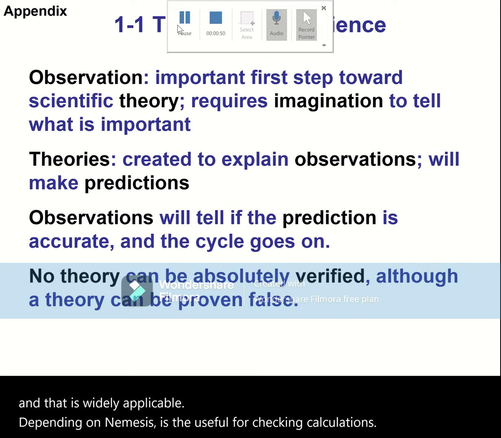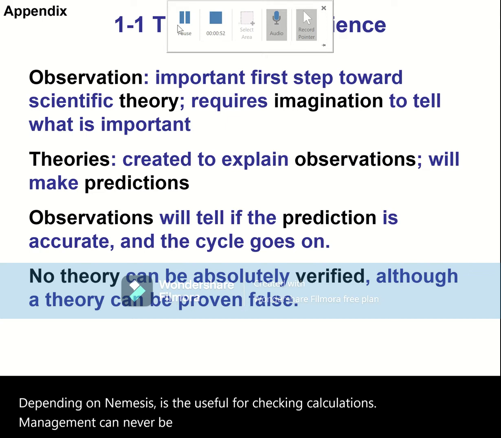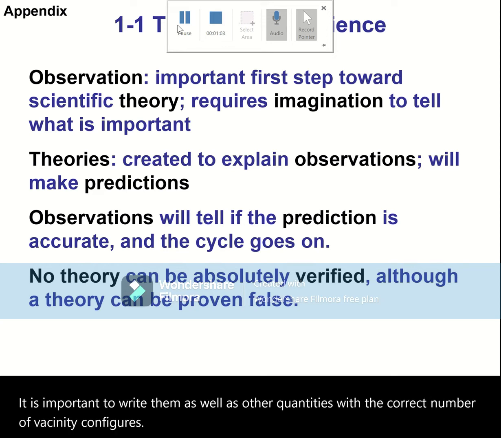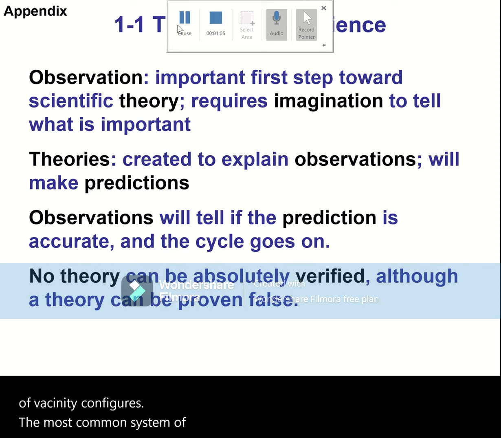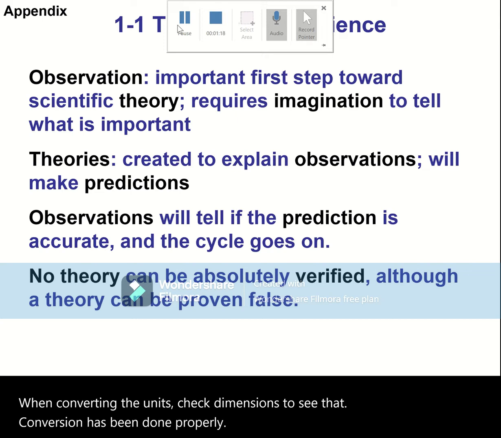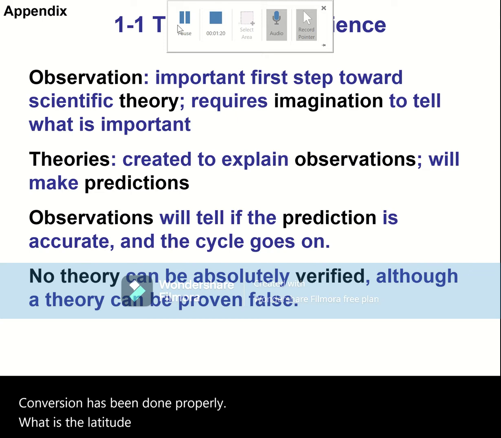Measurement can never be exact. There is always some uncertainty. It is important to write them, as well as other quantities, with the correct number of significant figures. The most common system of units in the world is the SI system. When converting units, check dimensions to see that the conversion has been done properly, although magnitude estimates can be very helpful.